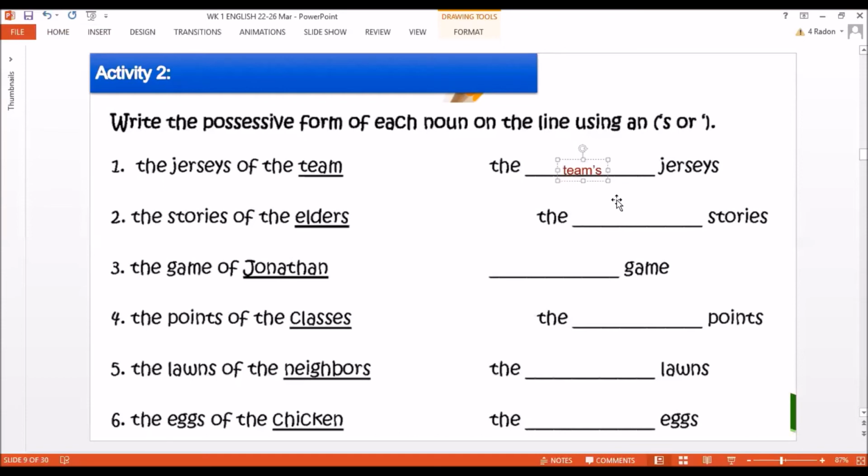Then we go to number 2. The stories of the elders. Elders are the owners. So what do we add? Apostrophe S or apostrophe? So we just add apostrophe since the word already ends in S.